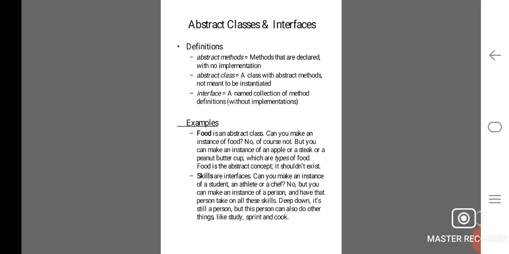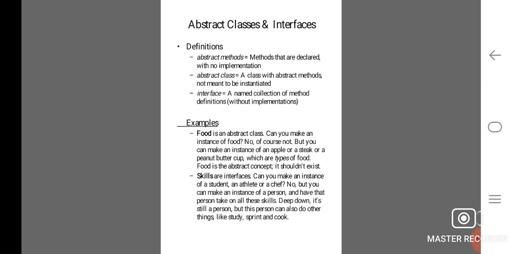Abstract classes and interfaces. Definitions: abstract methods are methods that are declared with no implementation. An abstract class is a class with abstract methods. It is not meant to be instantiated. An interface is a named collection of method definitions without implementation. So these are all the definitions of abstract methods, abstract classes and interfaces.